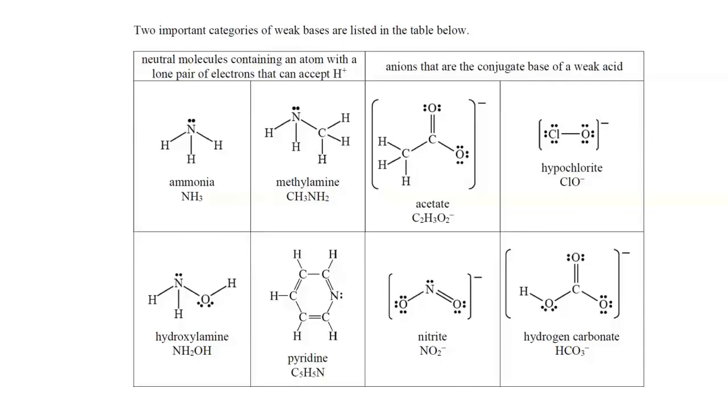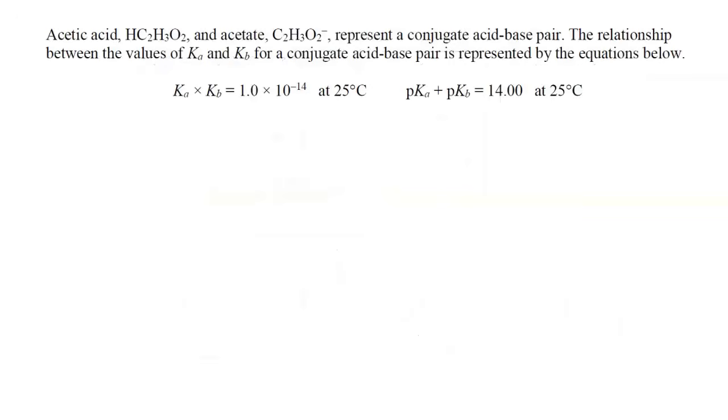Now, before I get to question 20 in the packet, I'd like to talk about the mathematical relationship between Ka and Kb for a conjugate acid-base pair. So in this example, I have acetic acid, HC2H3O2, which is a weak acid, and then I have its conjugate base, which is acetate, C2H3O2-. So these two species represent a conjugate acid-base pair.